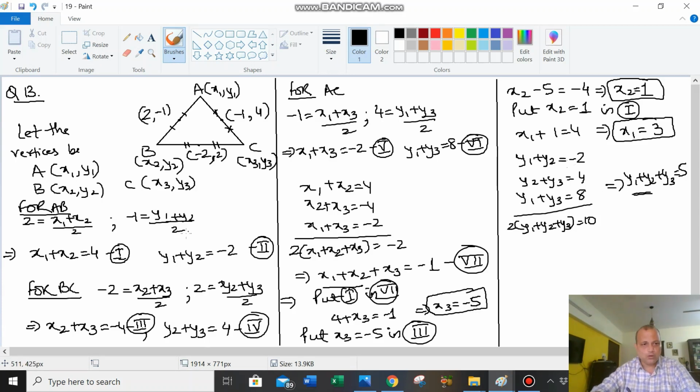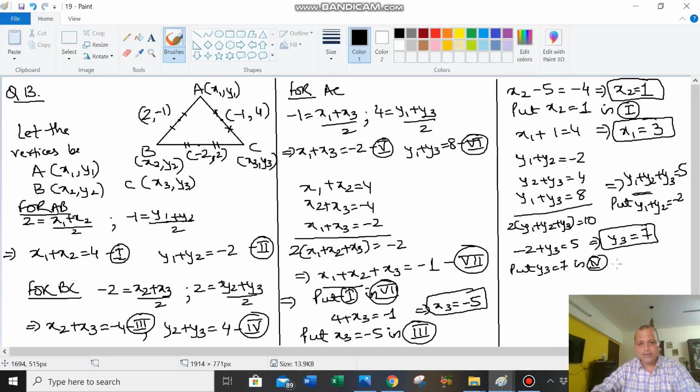Now put y1 plus y2. Where do I have that equation? That's 2. So if I put y1 plus y2 is equal to -2 in this equation, I get -2 plus y3 is equal to 5, which means y3 is equal to 7. Perfect. And now let's put y3 is equal to 7 in equation 4. I get y2 plus 7 is equal to 4, which means y2 is equal to -3. Done. Now the third equation, which is y1 plus y3. So y1 plus y3, 7, is equal to 8. Therefore, y1 is equal to 1.